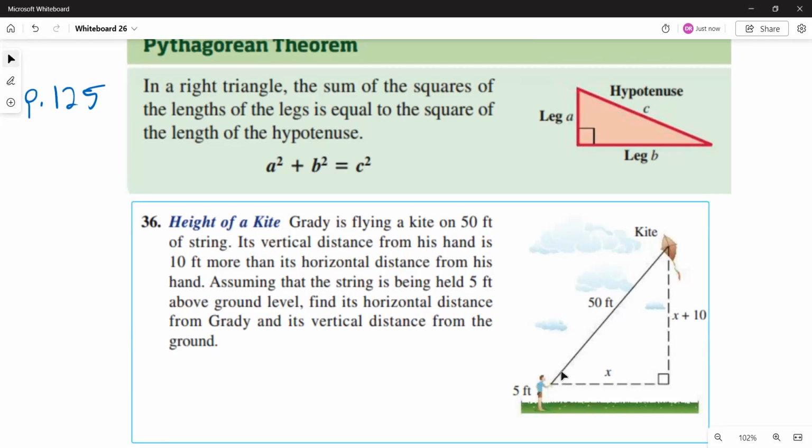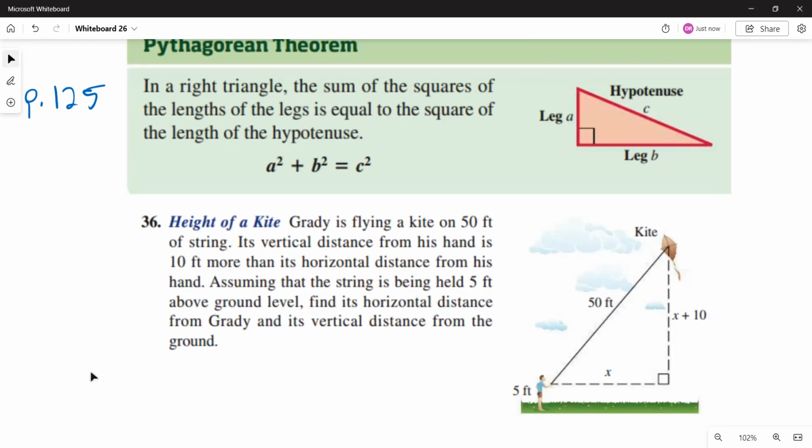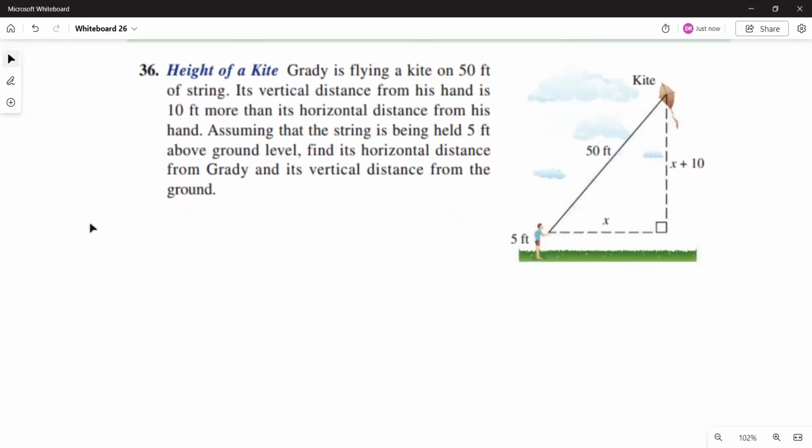Okay, you can see that he has 50 feet of string. Then his hand is 5 feet above the ground. And we have more information: if the horizontal distance from the hand to the kite is X, the vertical distance is going to be X plus 10. Okay, so X is the horizontal distance.